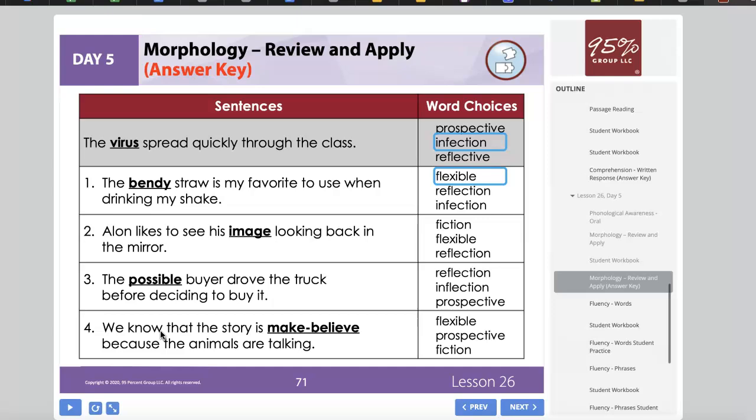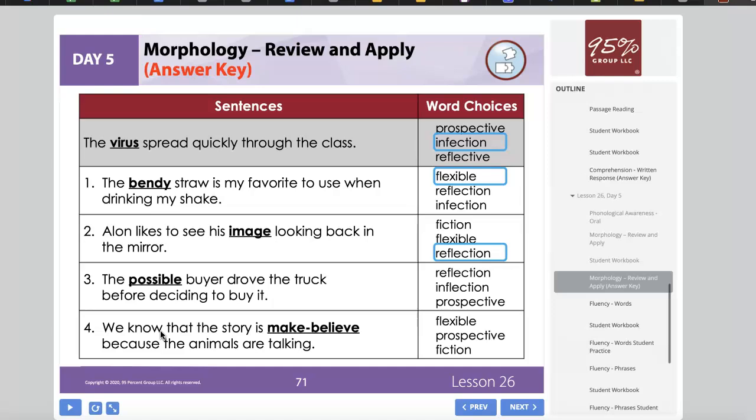Number 2 says Alan likes to see his image looking back in the mirror. Image. Alan likes to see his image looking back in the mirror. So if you think fiction, give me 1 finger. Flexible, give me 2 fingers. Reflection, give me 3 fingers. If you have 3 fingers up, go ahead and kiss your brain because you are correct.